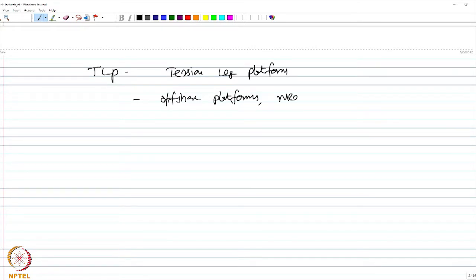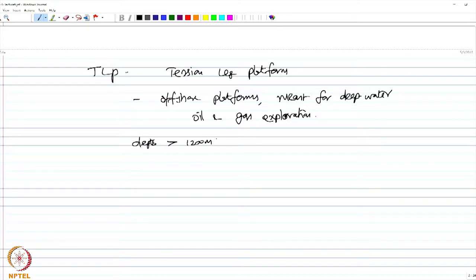Tension leg platforms are one of the kinds of offshore platforms which are meant for deep water oil and gas exploration. The moment I say deep waters, the depth of water will exceed about 1200 meters. It can go as high as 1500 meters approximately. We are now talking about a platform which is going to be installed in deep waters.